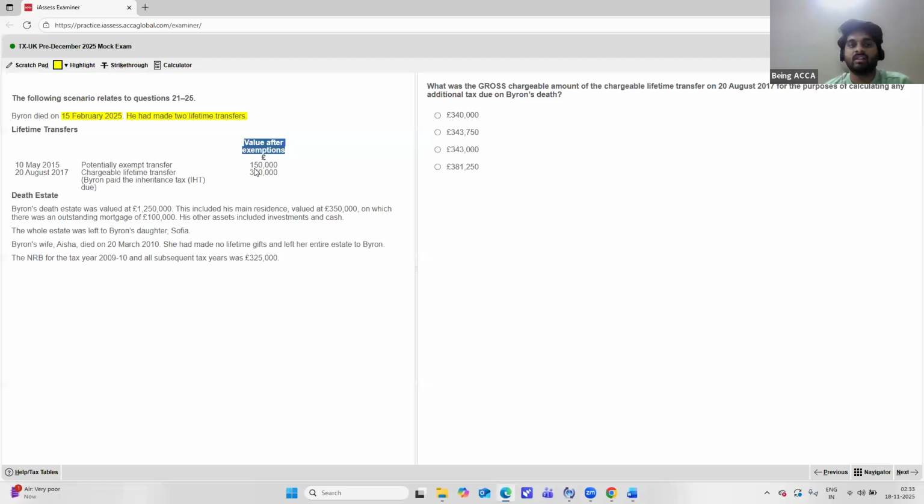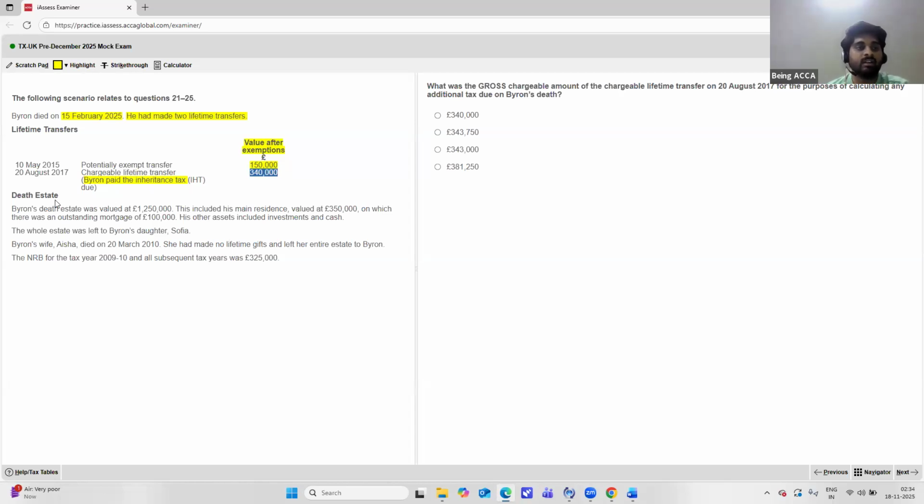All right. So it has been mentioned after exemptions. So after your 3,000 or 6,000, as applicable, has been deducted. On 10th May 2015, it was a potentially exempt transfer of 150,000. And on 20th August 2017 there was a CLT where Brian paid the inheritance tax, which means, since the donor has paid the inheritance tax, it will be taxed at 25% and not at 20%. So it is 348,000. These are the three important things that we have to highlight from this.